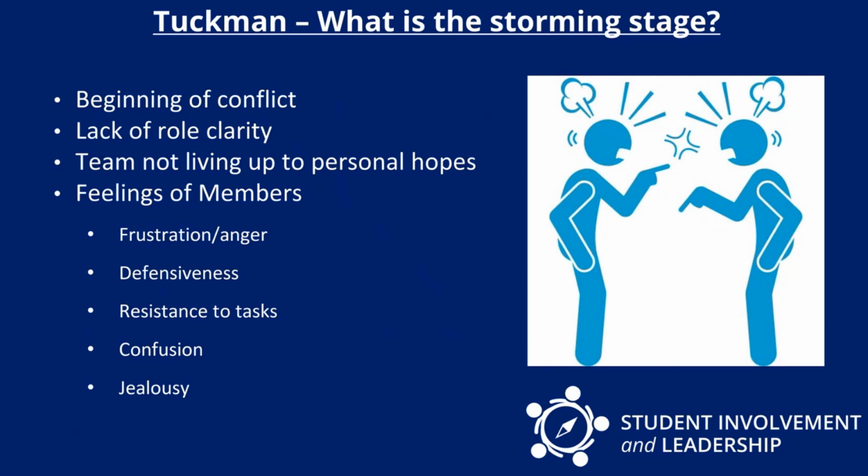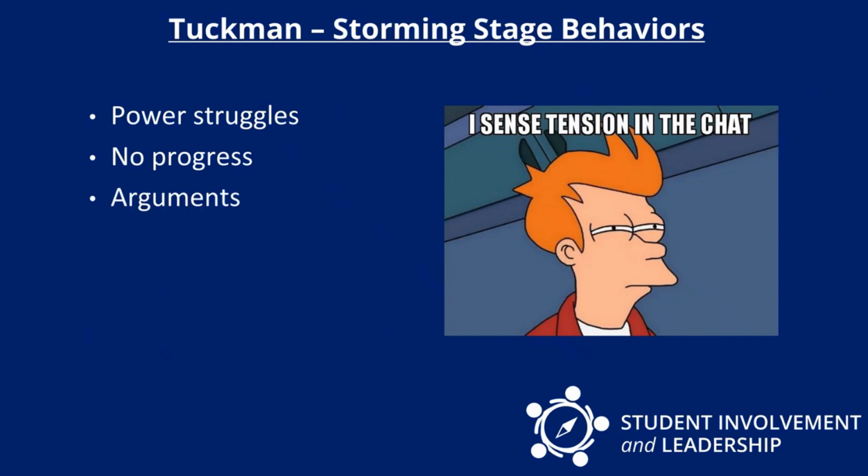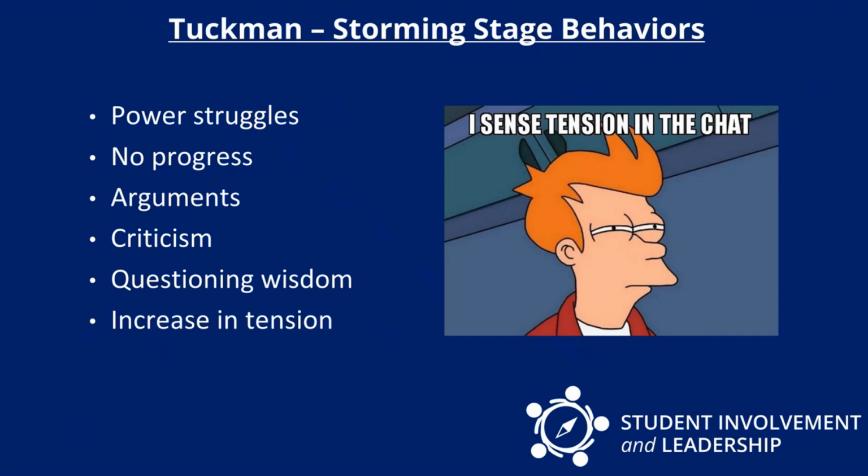So what type of behaviors are going to be carried out because of all these emotions in this stage? There's going to be power struggles. There's going to be relatively little progress towards achieving those goals and mission of your organization. There's going to be arguments, criticisms. People might be questioning the wisdom of both their team members as well as the leaders. And overall, there's going to be this increase in tension among all the team members, which is just not a great ideal environment for productivity and being able to accomplish those goals.